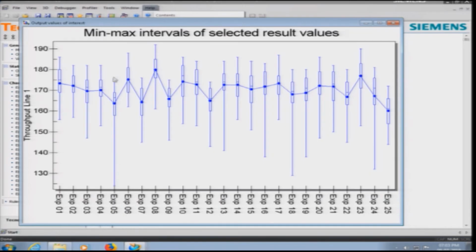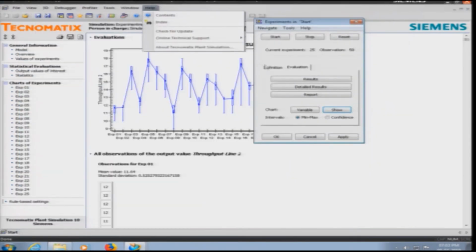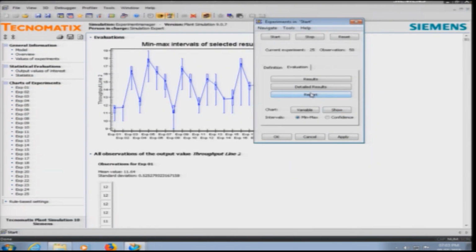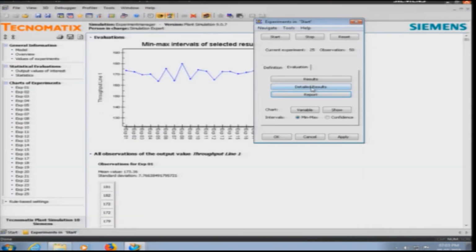In this one box plot means 50 observations. Total 25 days or 25 experiments are conducted. One box plot is 50 of the observations. Out of the 50 observations, this is the median, this is the maximum value and this is the minimum value. Okay. This is line 1. Now let us try to produce the report for line 2.